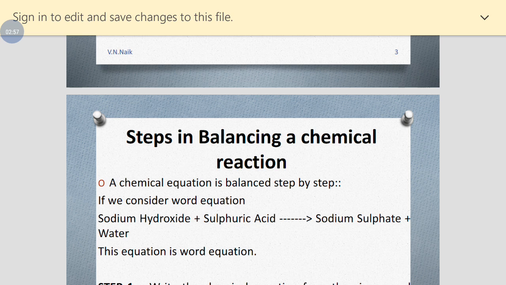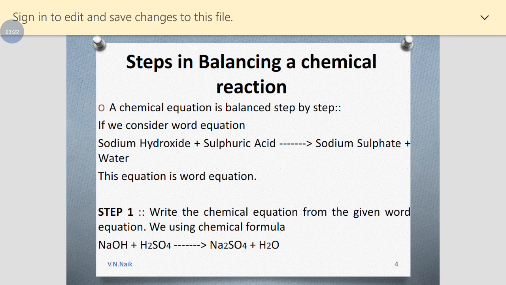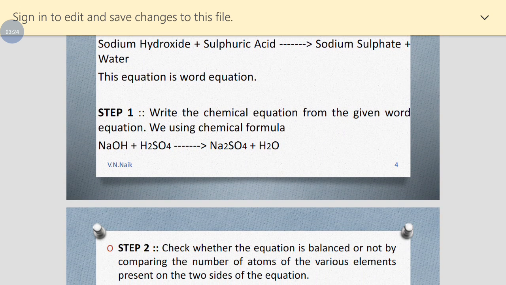We see the next topic, steps in balancing a chemical equation. A chemical equation is balanced step by step. If we consider the word equation, sodium hydroxide plus sulfuric acid is equal to sodium sulfate plus water. This equation is a word equation. When we balance this equation, the following steps are considered.